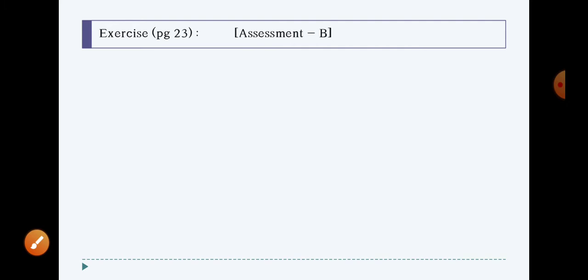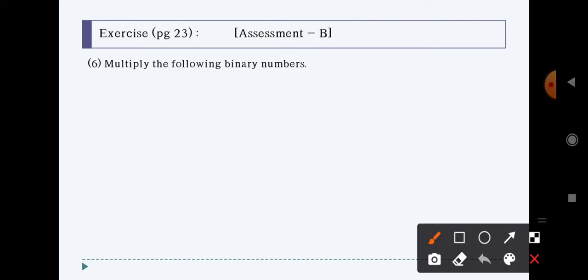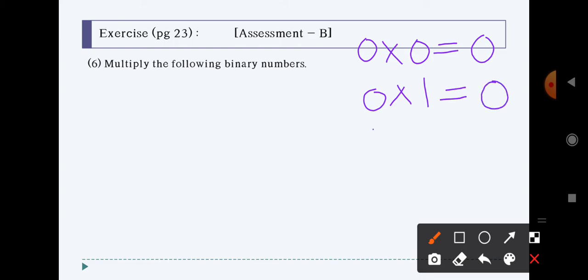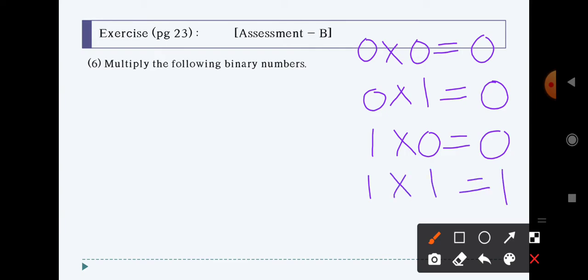Now moving on to the sixth one, we have: multiply the following binary numbers. Okay, now what you have to do, you have to do the multiplication. So for this portion also we have 4 rules with us. What are those rules? Let us write down. We have 0 into 0 is going to give you 0. Then we have 0 into 1 is going to give you 0. Then 1 into 0 is going to give you 0, and 1 into 1 is going to give you 1. Only these 4 rules you have to learn for the multiplication.